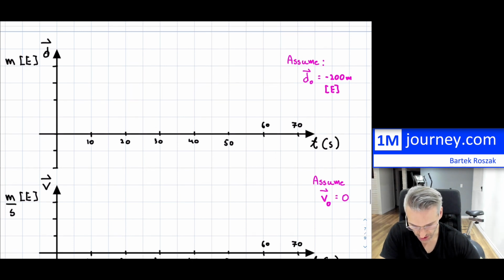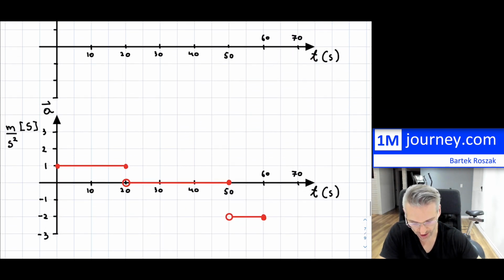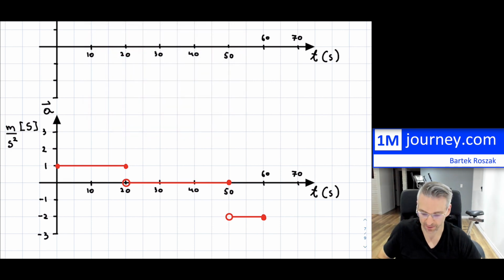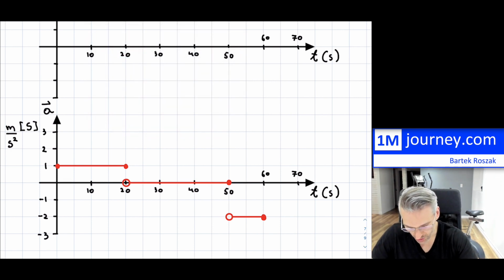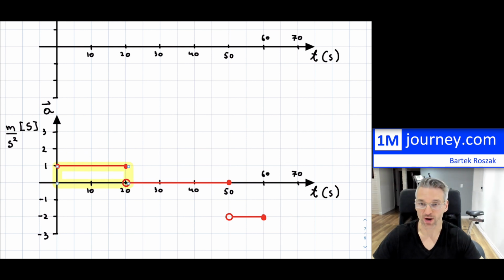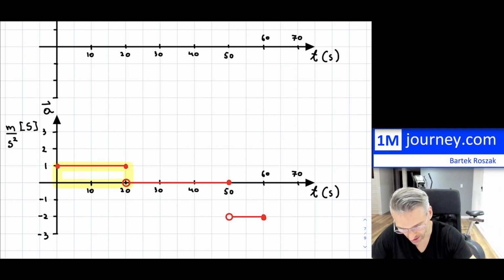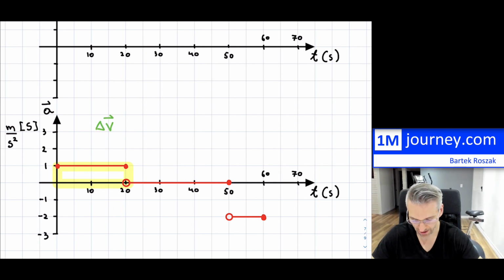So let's jump into this because I think it's worthwhile taking a look at it. Let's tackle it one by one. The first piece I'm going to take is the area right here. I'm going to take this particular rectangle and find the area under the curve, and that will give me the change in velocity right there.